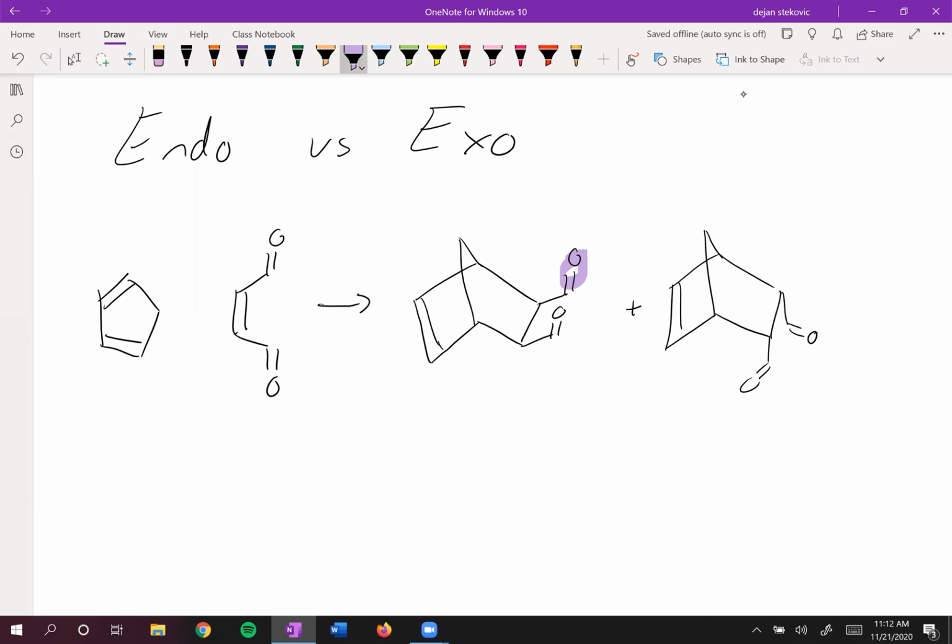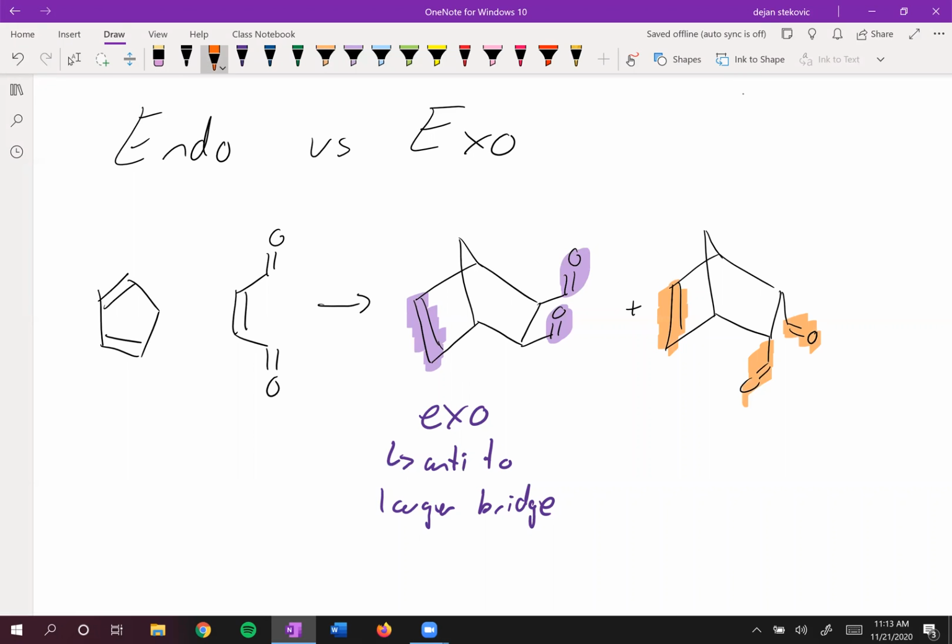And so when we have them pointing up, it's really that they're away, or that they're anti to the larger component of the bridge, right? This component of the bridge has 1, 2, whereas this one only has 1. And so they're on the opposite side of the large component of the bridge. We call this exo. And so we say anti to the larger bridge. And then the other situation we can have is now these two components are closer to the larger bridge, or cis to the larger bridge, or syn to the larger bridge, and we call this endo.